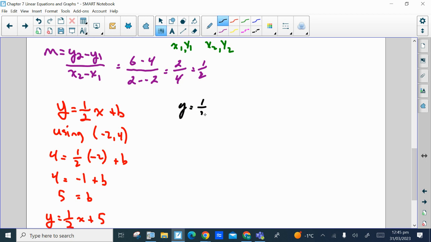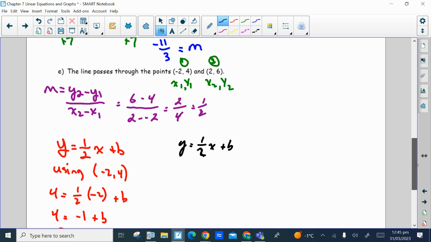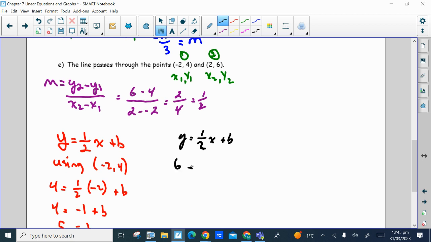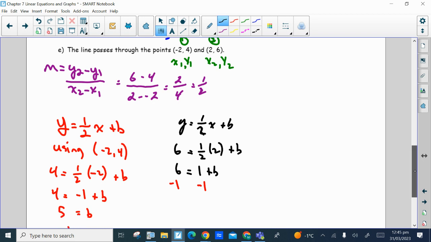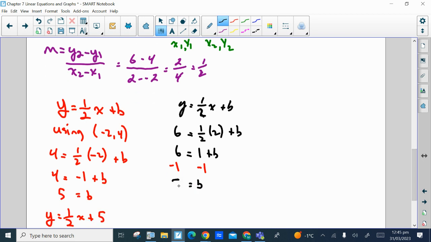But we could also use the second point, we could use the point 2, 6. So that means when x is 2, y is now 6. 1/2 of 2 is 1. And then to get b by itself here, you would subtract the 1 from both sides, and you get the same value for b. b still equals 5. So it doesn't matter which of the 2 points you choose here, you'll get the same b value, the same y-intercept.